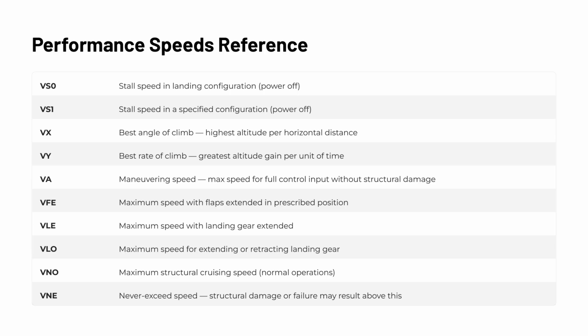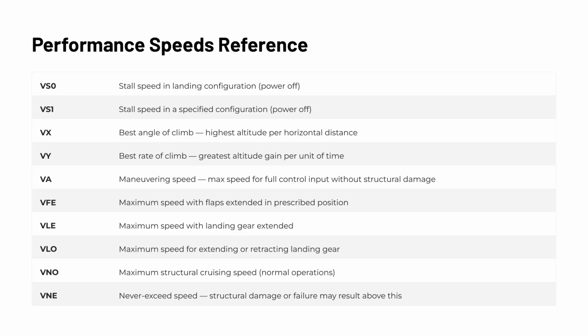Understanding performance speeds is fundamental to safe flight operations. These reference speeds, known as V-speeds, define the boundaries within which an aircraft is designed to operate safely. Starting with stall speeds, VS0 is the stall speed in the landing configuration with power off, while VS1 refers to stall speed in any other specified configuration. Knowing these keeps you above the threshold for controlled flight.